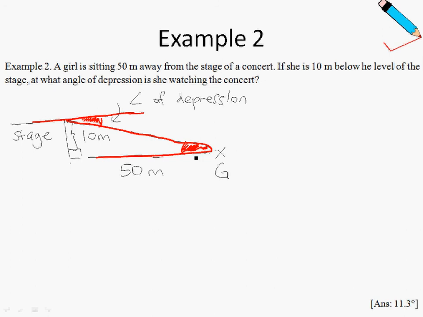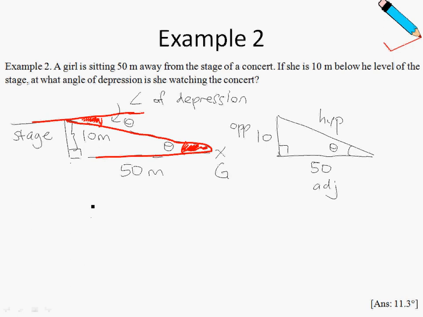To make things neater, I'll draw a separate diagram. This is my triangle with a right angle. This is 10 meters, 50 meters, and this is the angle that I want. I'll call the angle of depression theta. So over here this is theta, and this is also theta. Let us identify the opposite, adjacent, and hypotenuse. With respect to theta, this is my opposite, this is the adjacent, and this is the hypotenuse.